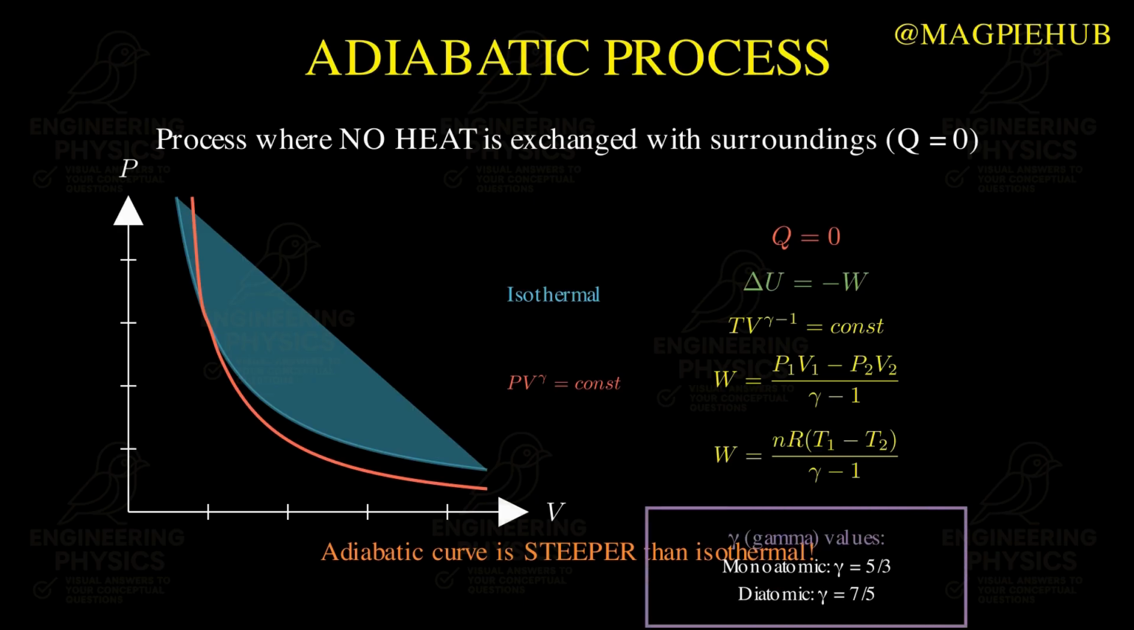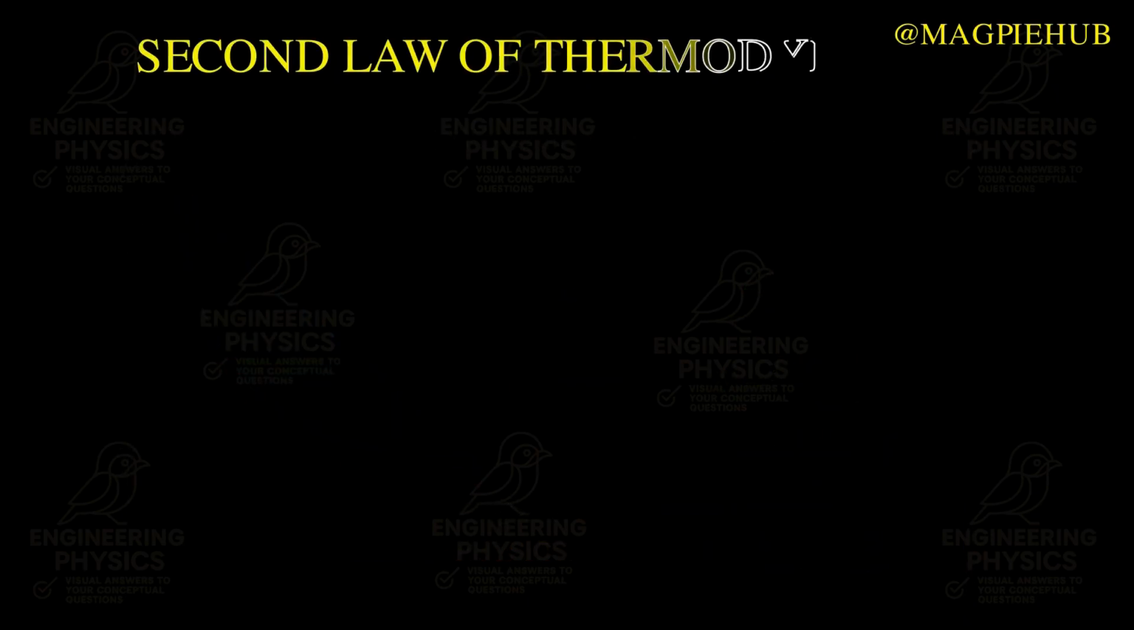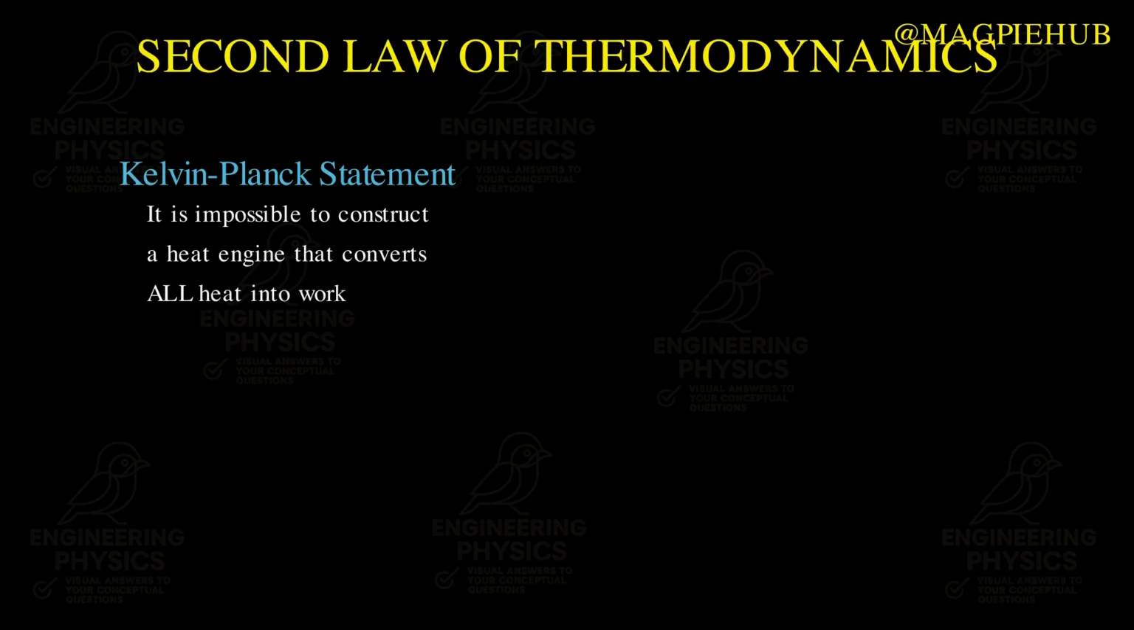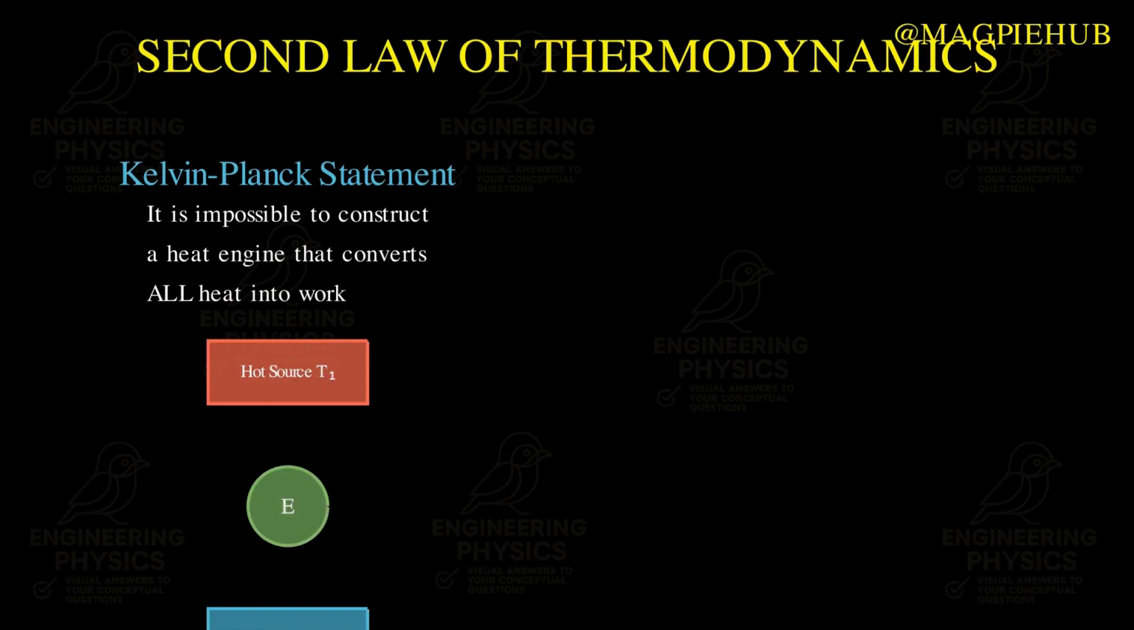The second law of thermodynamics has two equivalent statements. Kelvin-Planck statement says, it is impossible to construct a heat engine that converts all heat into work. Some heat must always be rejected to a cold reservoir. Clausius statement says, heat cannot spontaneously flow from a colder body to a hotter body without external work. Both statements are equivalent and tell us about the direction of natural processes.